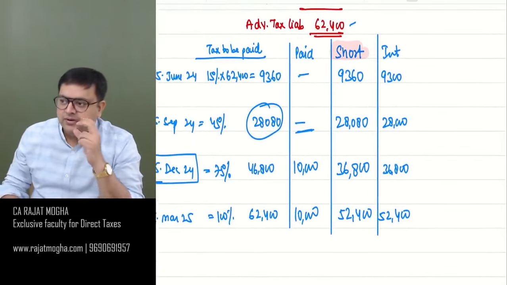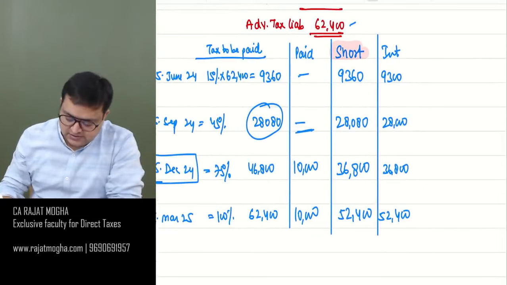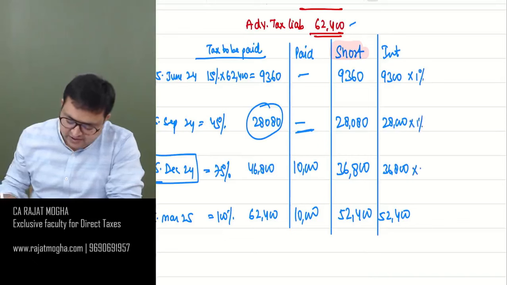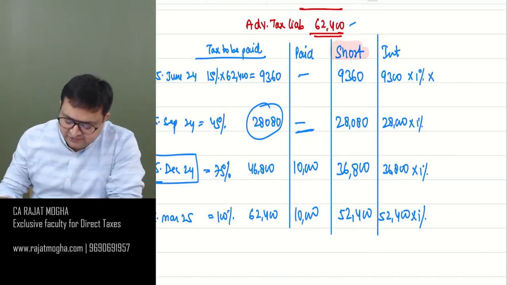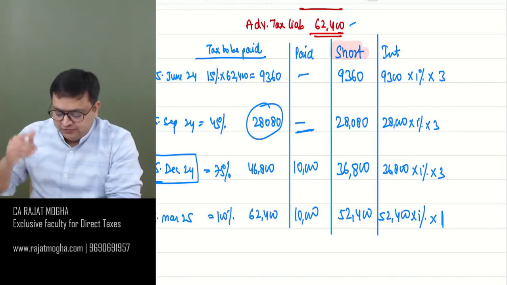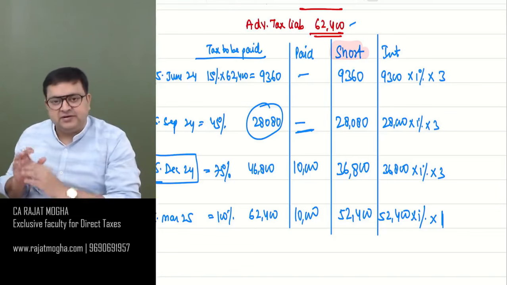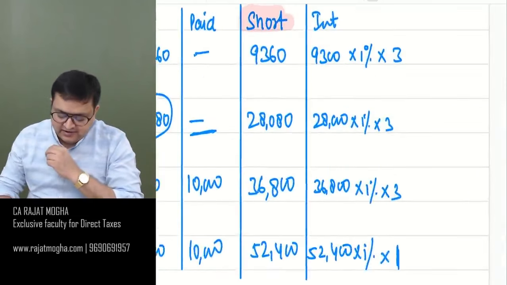Now, it is 1% per month. And it is fixed. In the first 3, it is fixed. 3 months, 3 months, 3 months. Last is 1 month. 3, 3, 3, 1. Guys, how is it 3?